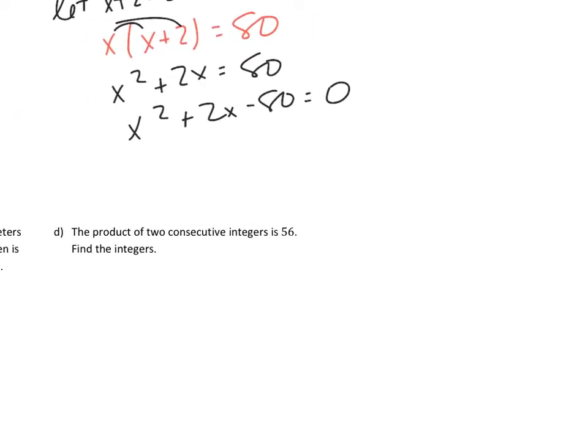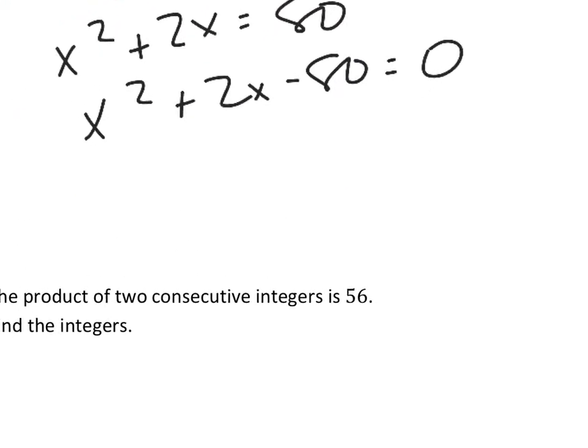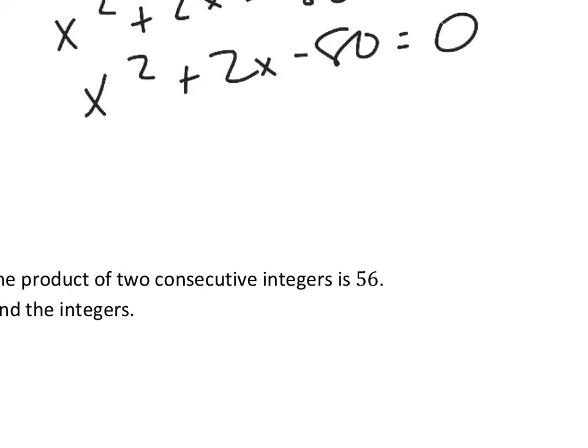All right, from there, again, is it a GCF? No. Difference between squares? No. Is it a trinomial where a is 1? Yes. So again, I could try to double bubble.